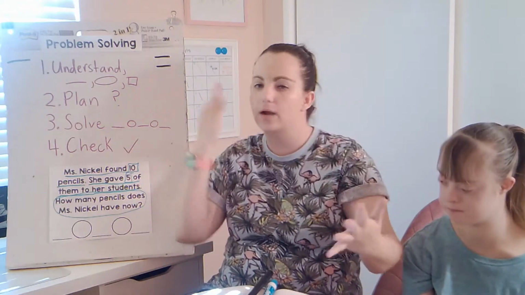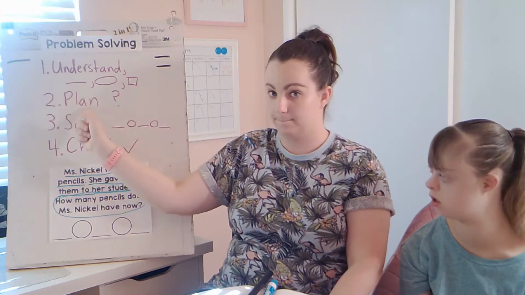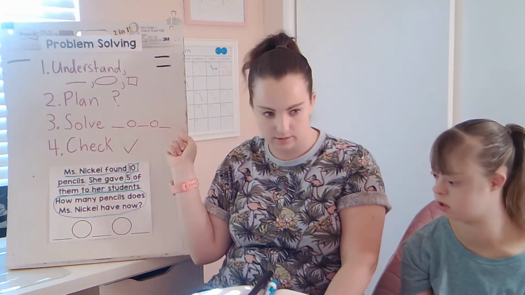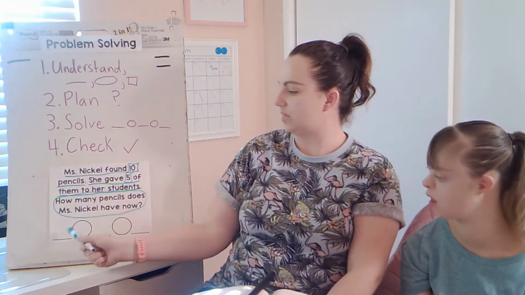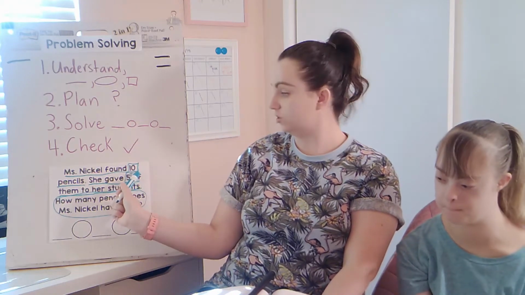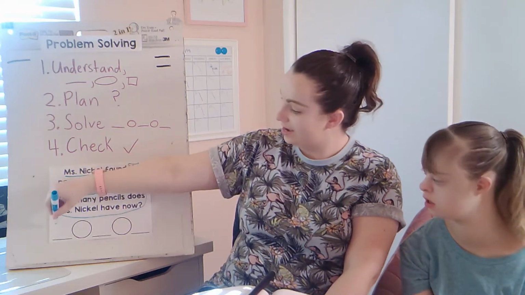Okay, so we got in our head we're going to do subtraction. Good. Planning for that. Step 3, we now need to solve it. We can do that. First, how many pencils did Miss Nickel start with? Look at the first box you did. How many, Kaylee? 10. Good.